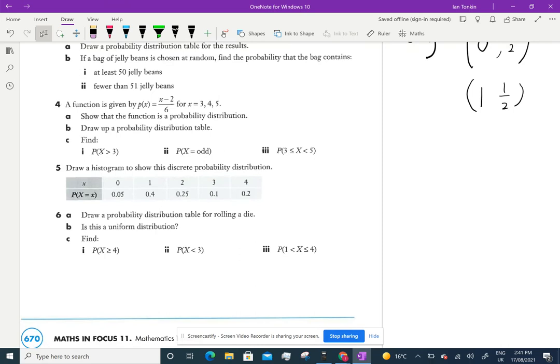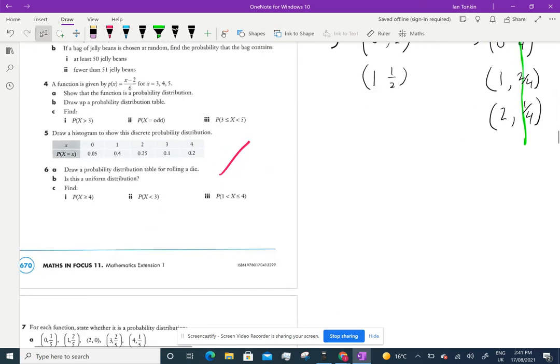So we've done that one. We did that up there. You can go and have a look at that. But I want you now to have a look at this. So what do they talk about here? I might do question 4 for you first.